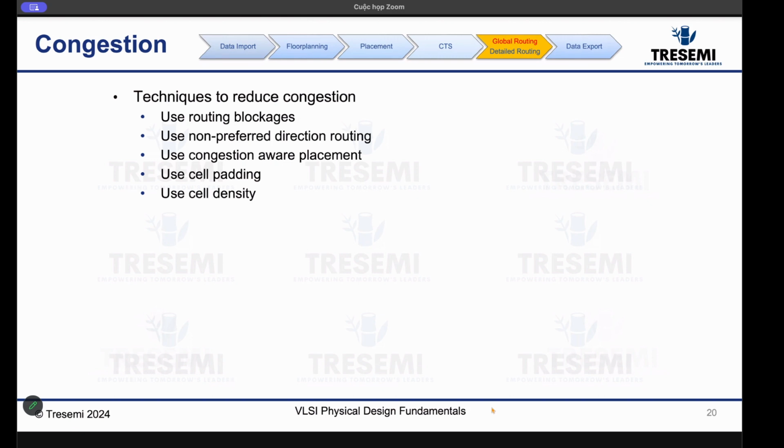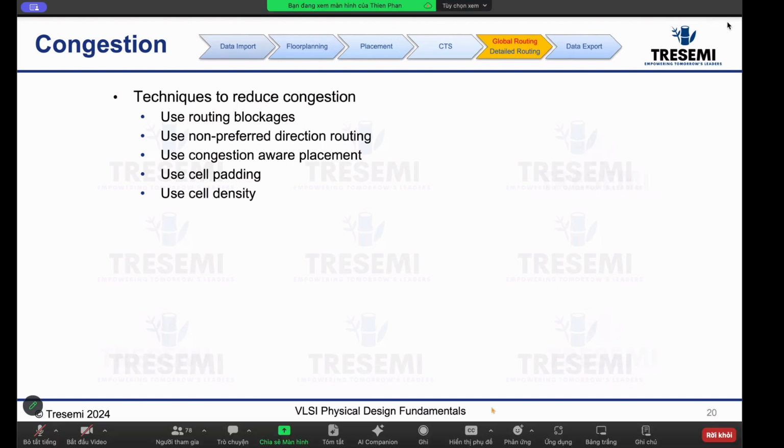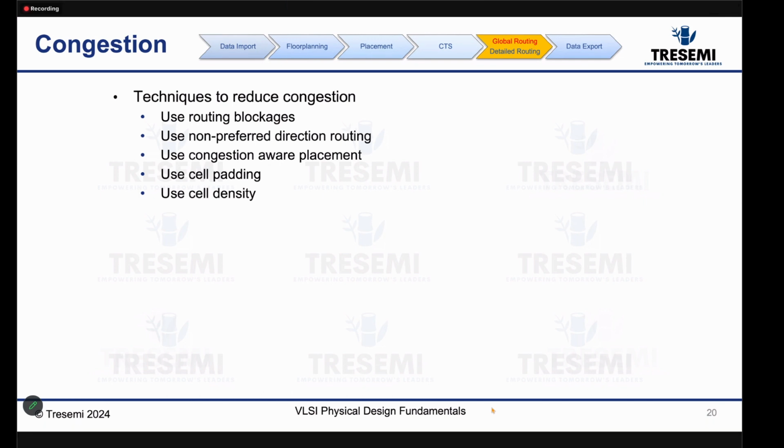So essentially I can say, this M4, whose preferred direction, let's say, is horizontal, I can change that M4 to be vertical, right? So essentially you use M3 and M4 in whatever direction, preferred or non-preferred, right?